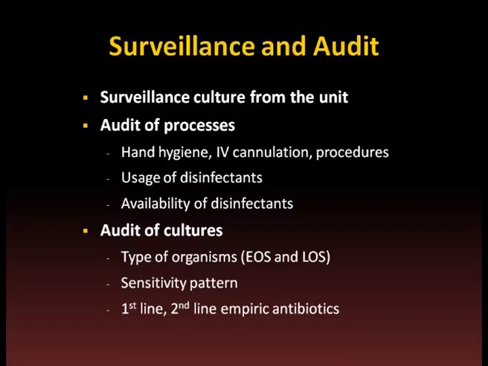We should know the organisms, which of them are early onset and which are late onset infections, so that we can see what antibiotic can be given to the mother and what antibiotic should be given to the baby as an empirical mode, and we should know the sensitivity pattern. This will be known only by auditing of our cultures. So our first line and second line empiric antibiotics should always be based on our audit of our cultures.